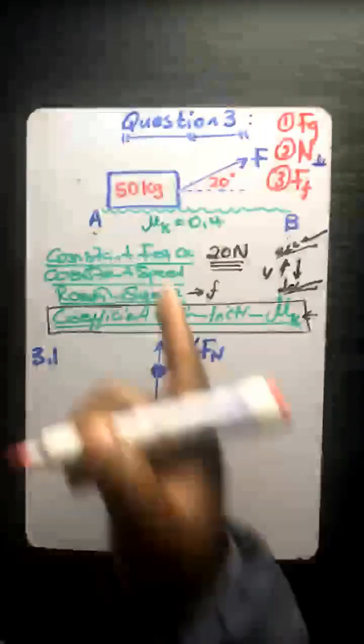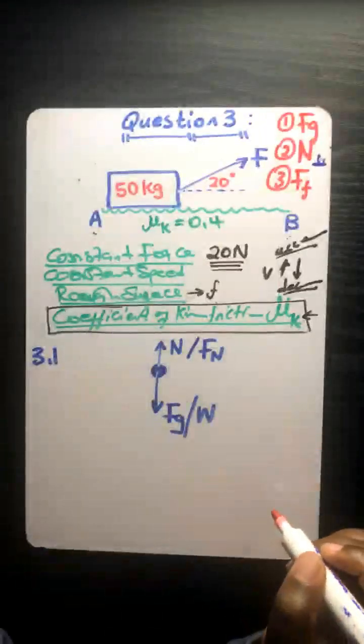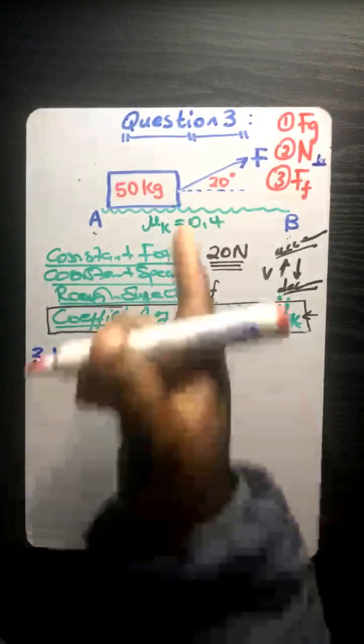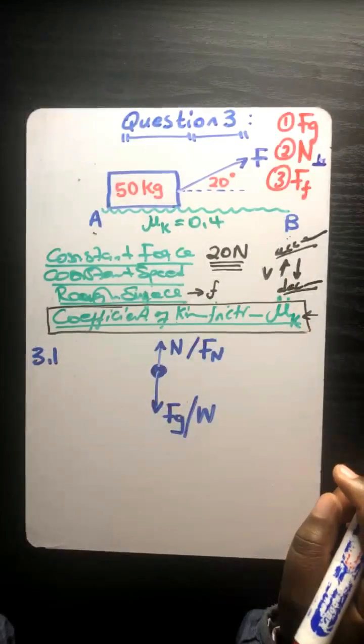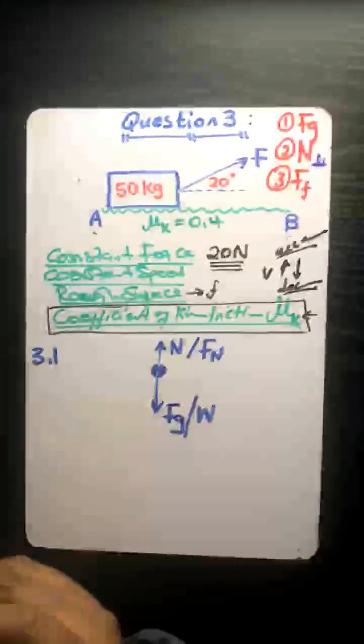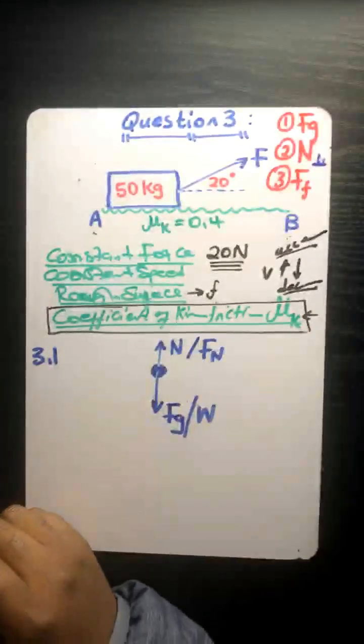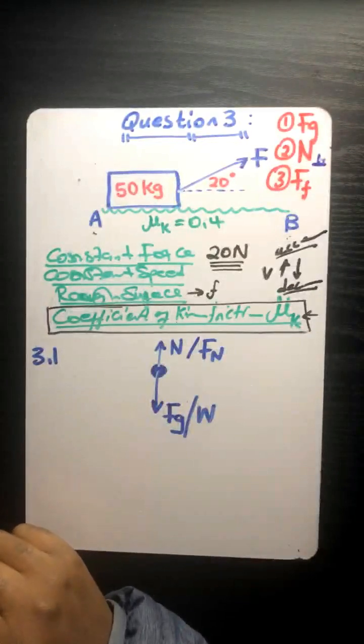Now that we know there's a surface, the frictional force could possibly be there. What makes it be there and what makes it not be there? It is the type of the surface. If it's rough, it is there. If it's smooth, it's not there. But if it's there, how do we determine the direction of the frictional force? The direction of the frictional force is always opposite to the direction in which the object is moving.